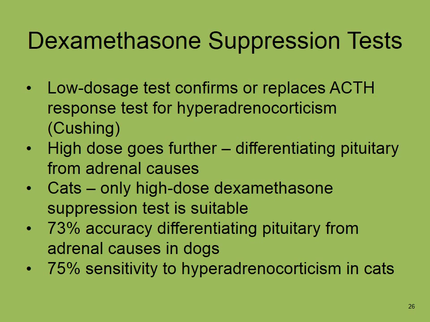High-dose dexamethasone testing also happens. It's better at differentiating pituitary from adrenal causes of hyperadrenocorticism. If we're looking at cats, only a high-dose dex test is really suitable. So when it comes to dexamethasone suppression tests, there's about a 73% accuracy in differentiating pituitary from adrenal causes in dogs and about 75% accuracy in cats, or sensitivity, sorry, in cats.